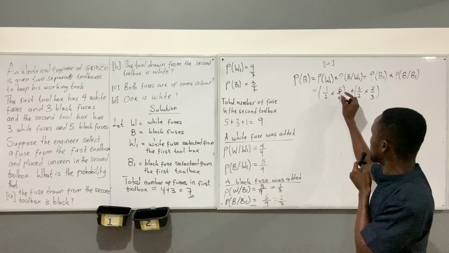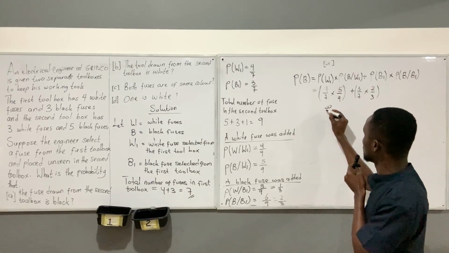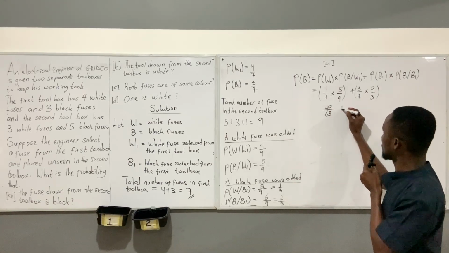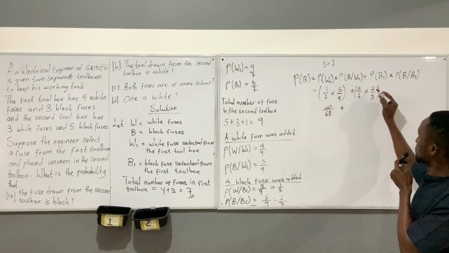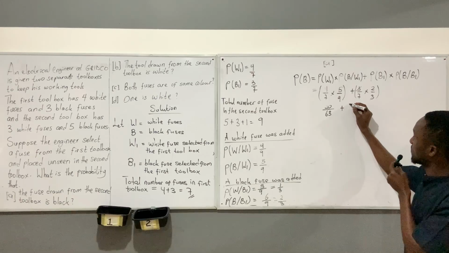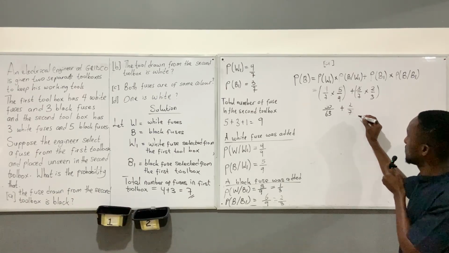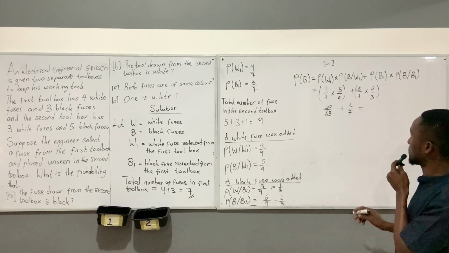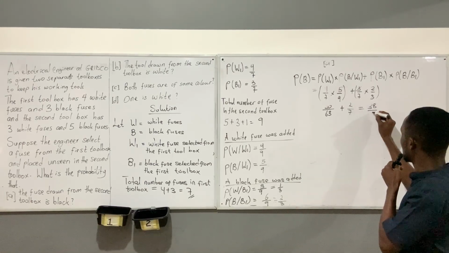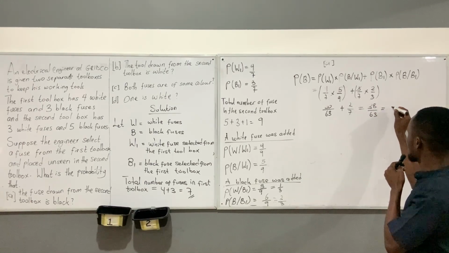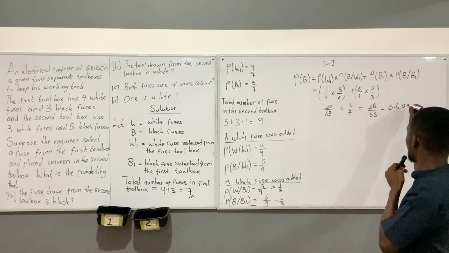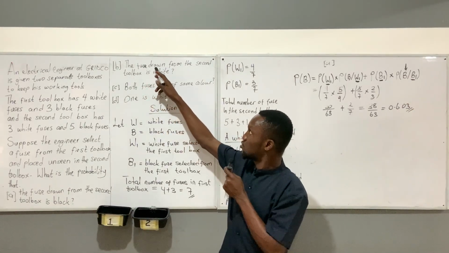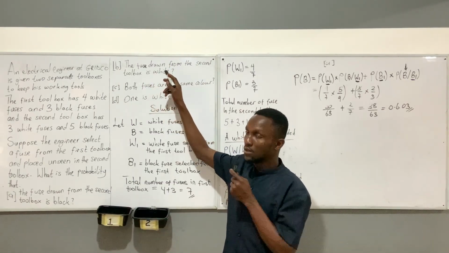Now when we multiply these two, we are having 20 divided by 63. This time this, plus this can cancel this. So this times 1, this times 1. This is giving us 2 over 7. When you punch these two on the calculator, the answer we are getting is 38 over 63. That is approximately 0.603. So the next question said, the fuse drawn from the second toolbox is white.